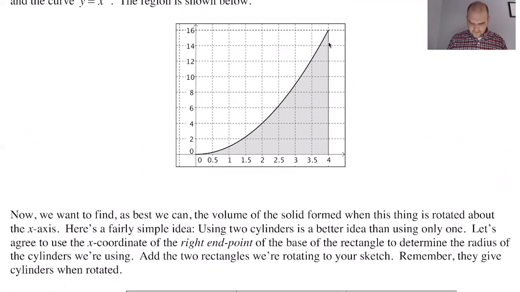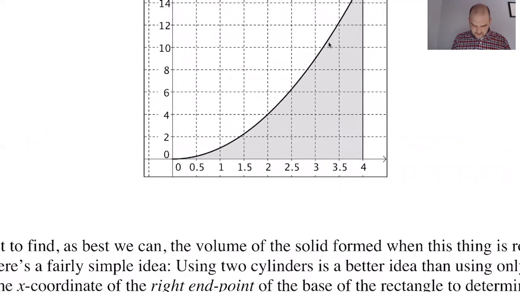We're going to use two cylinders, and we might as well divide it up evenly, right? So I'm going to make my first cylinder go from 0 to 2, and then after I get to 2, because I'm going to use the right endpoint. There's multiple ways of doing this. You can use a midpoint. You can use a left endpoint. We're going to focus on the right endpoint for this entire year.